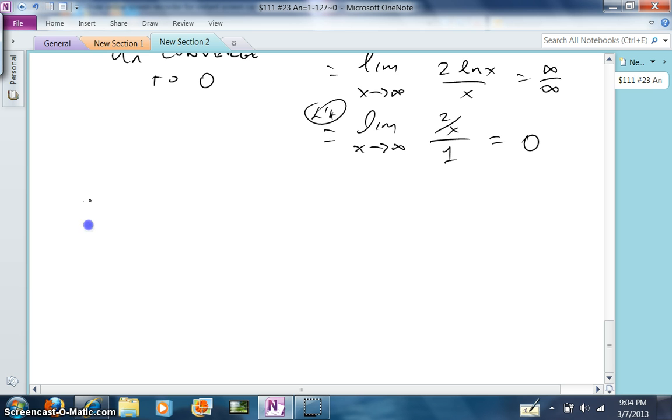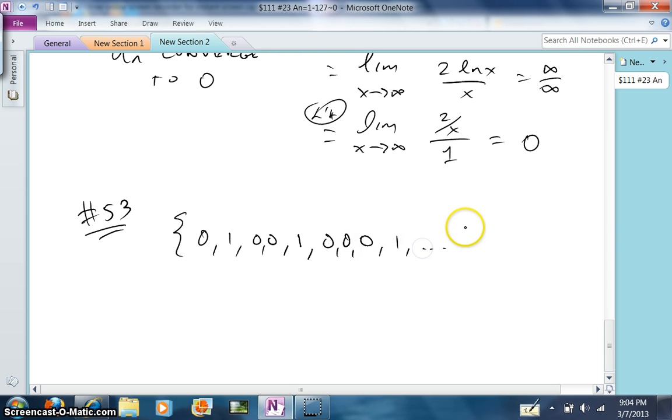Okay. Number 53. Okay, this is kind of a fancy one. So what they've established is the pattern that we have 1, 0, and then a 1, and then 2 zeros and then a 1, and then 3 zeros and then a 1. And you can imagine that eventually we'll have a million zeros and a 1, but the bottom line is that we'll always get this 1 back. And so this here is a_n.